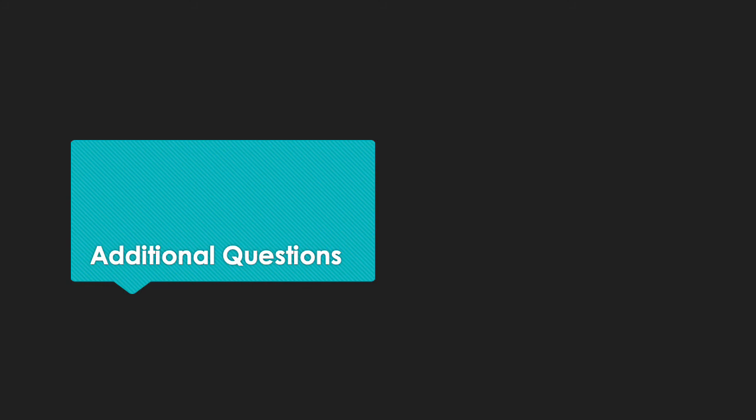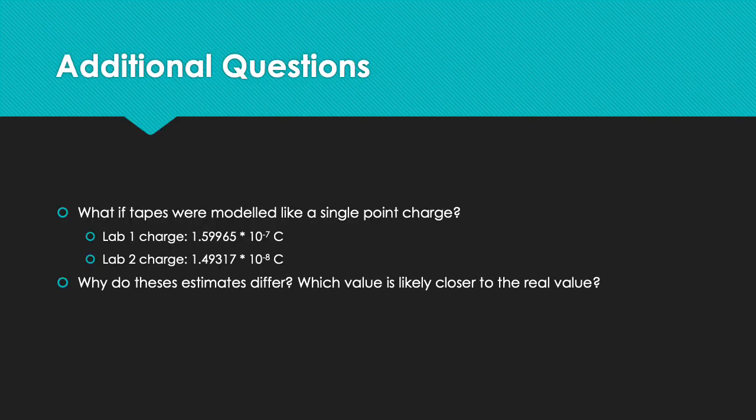Here are the additional questions. What if the tapes were modeled like a single point charge as we did in Lab 1? Then we get 1.59965 times 10 to the negative 7 coulombs, compared to the 1.49317 times 10 to the negative 8 coulombs. There isn't that much of a difference, as it differs by a factor of 10.